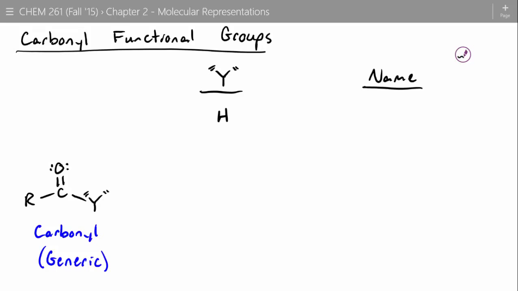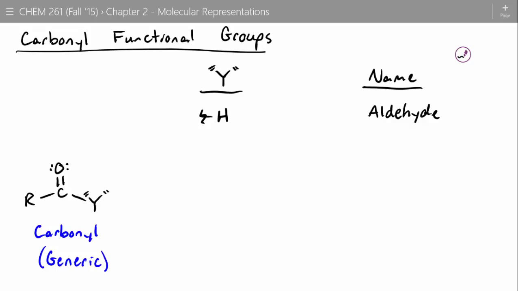So let's swap out that Y for hydrogen. It's an aldehyde. And so what I'm going to do to show this is I'm going to do dash H, and then I'm going to put a squiggly line through it. That squiggly line means it's just attached where that Y used to be attached.